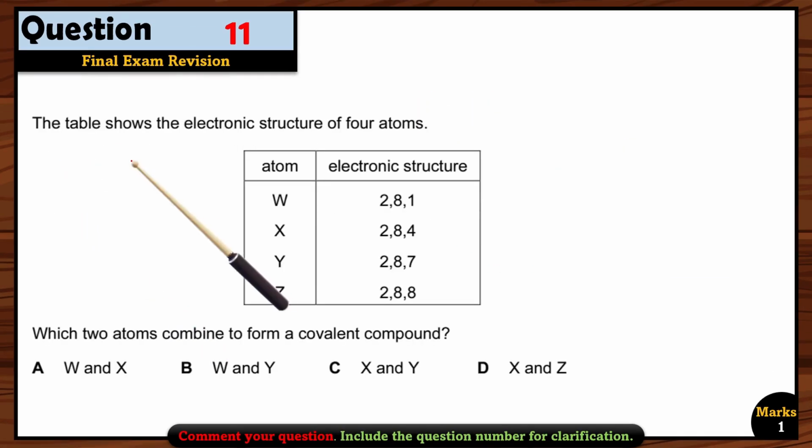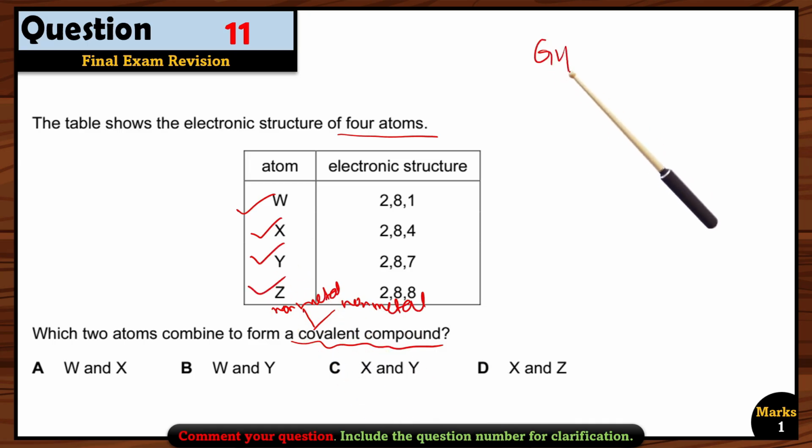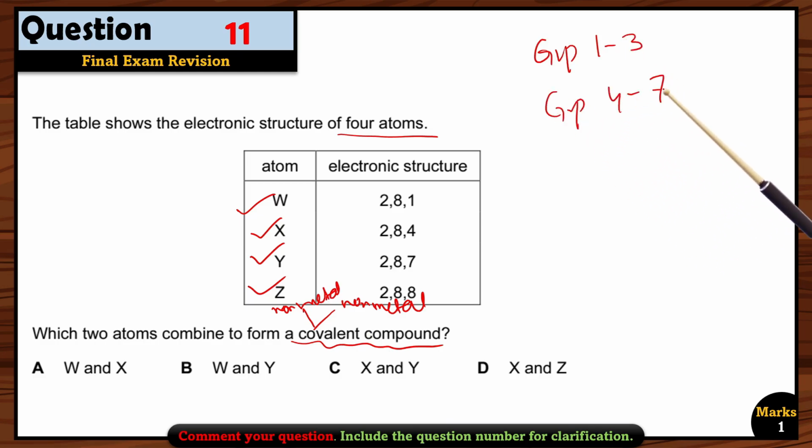Let's see another question. The table shows the electronic structure of 4 atoms. If you can see over here, the electronic structure is already given. Which 2 atoms combine to form a covalent compound? So again, this question is asking about bonding in a covalent compound. Remember that covalent compounds are always made by non-metal and non-metal. Even if the students know that, how will they decide which one is a non-metal? You have to remember the group number. Groups 1 to 3 are always metals, whereas groups 4 to 7 are the non-metals.